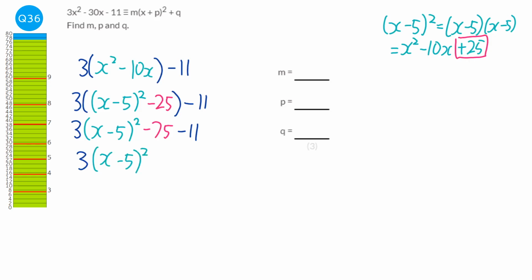And when we subtract those two, we get minus 86. Now the m part is going to be 3. The p part inside the bracket is going to be minus 5. And the q part is going to be minus 86.